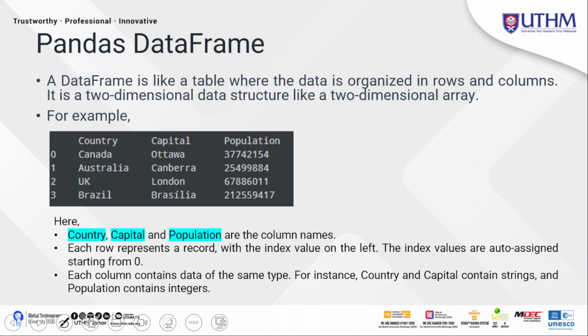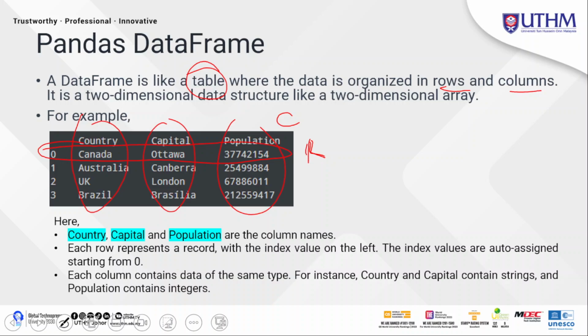Next is the data frame. A data frame is a table-like structure, which is organized in rows and columns. It's a two-dimensional data structure like a two-dimensional array. For example, you can see we have columns and we have rows.